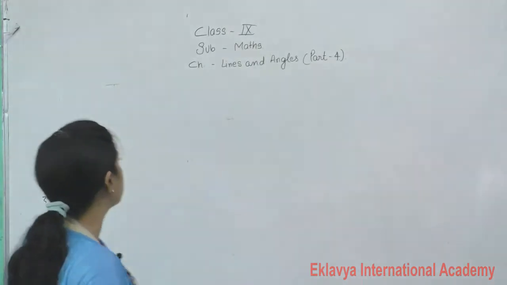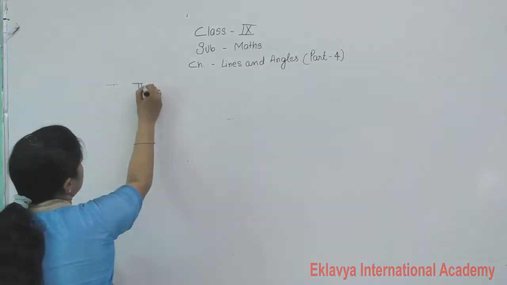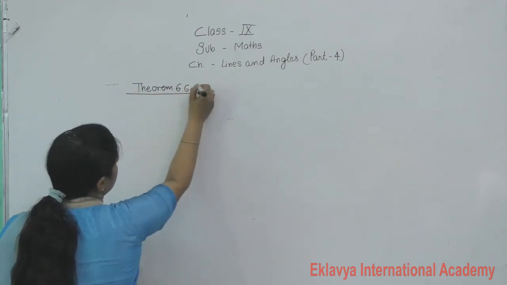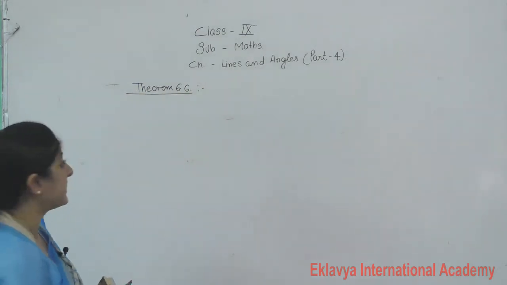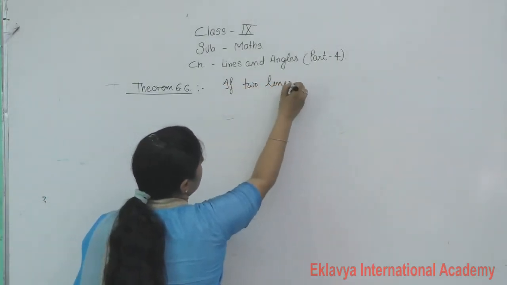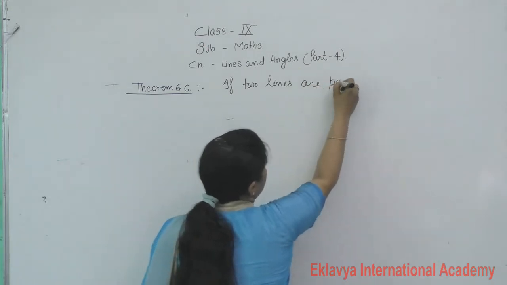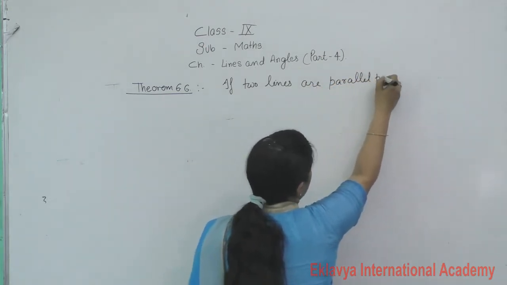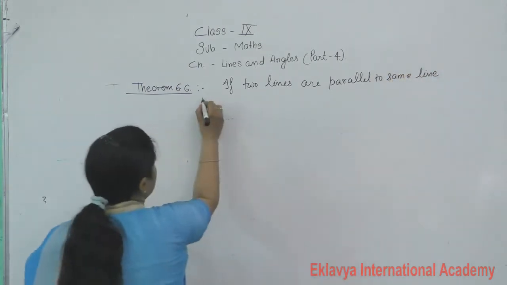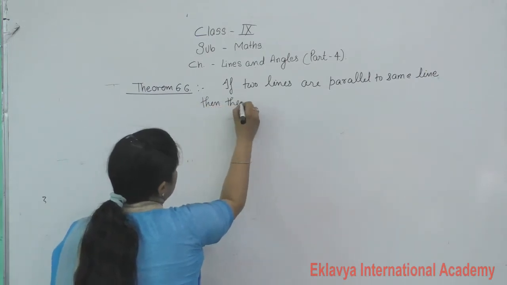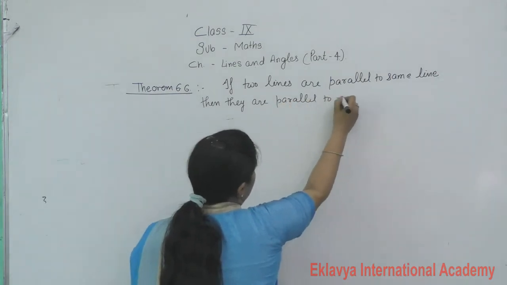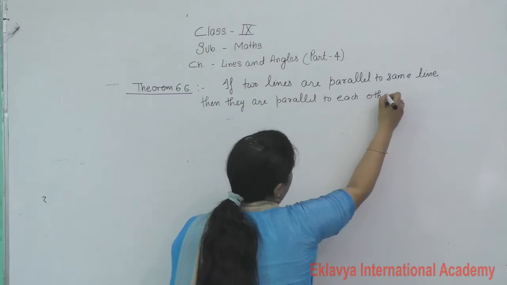Now we will study about theorem 6.6. What is the theorem 6.6? That if two lines are parallel to same line, then they are parallel to each other also.